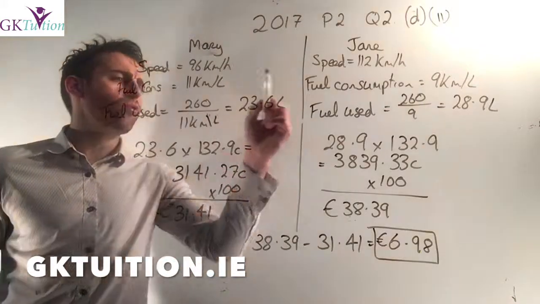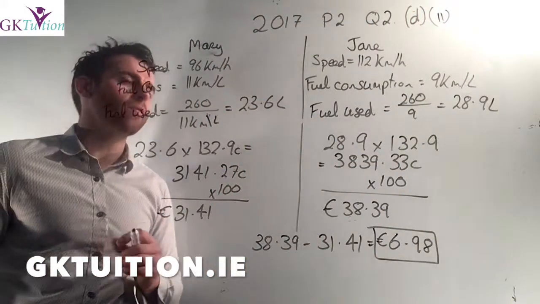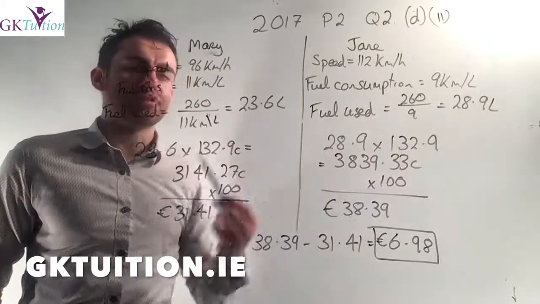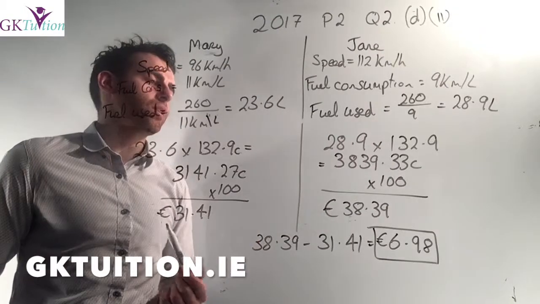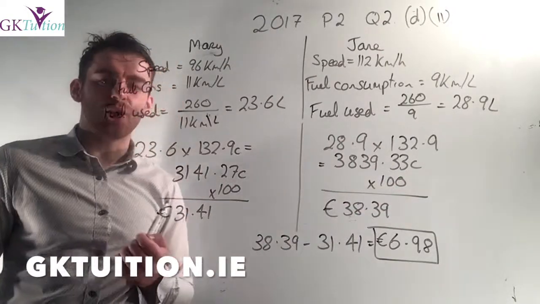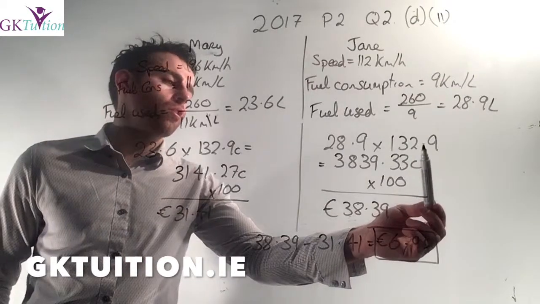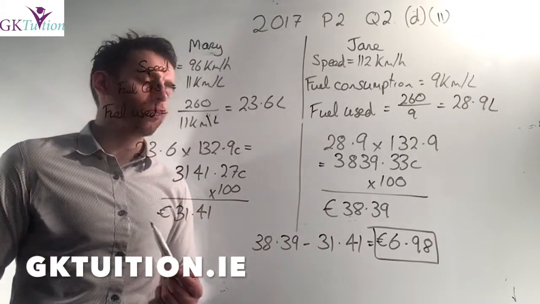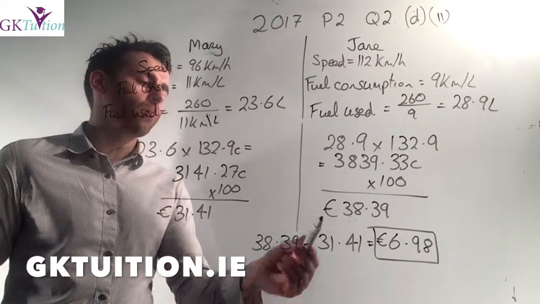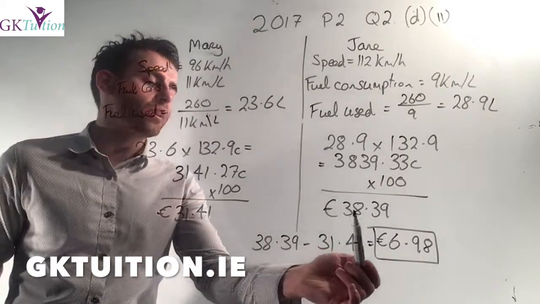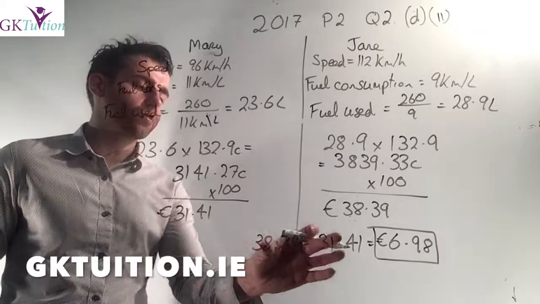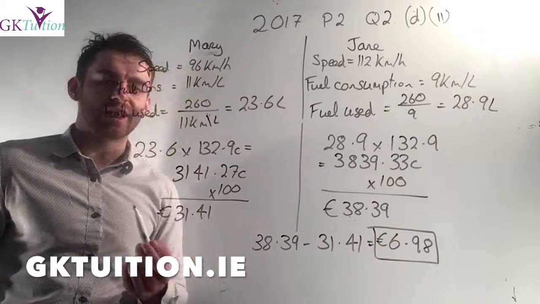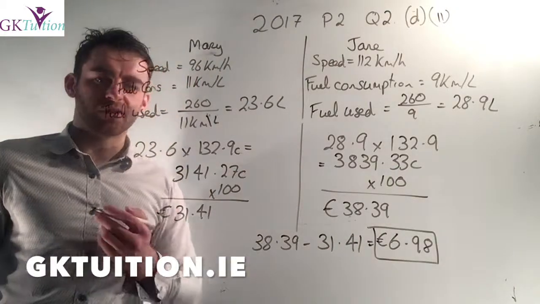If we now look at the next part of the question, we do the exact same thing for Jane. Jane's speed is 112, which means she must be getting 9 kilometers for every litre. If she travels 260 kilometers, that means that she's going to use 28.9 litres of petrol. It's going to cost her 132.9 cents per litre, so if I multiply these two, I get 3,839.33 cents. Converting it to euros to the nearest cent, it's €38.39. So if I subtract the two, I can work out that it actually costs Jane an extra €6.98 to travel from Cork to Dublin at the faster speed.